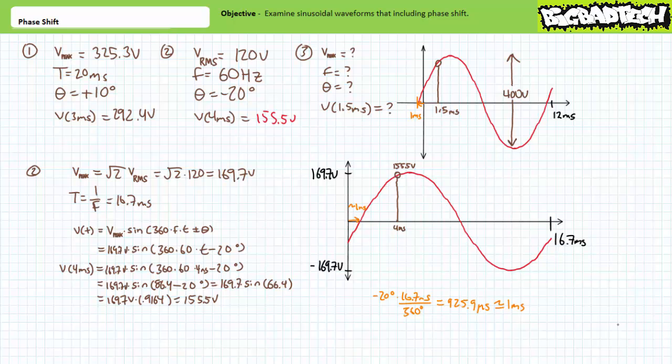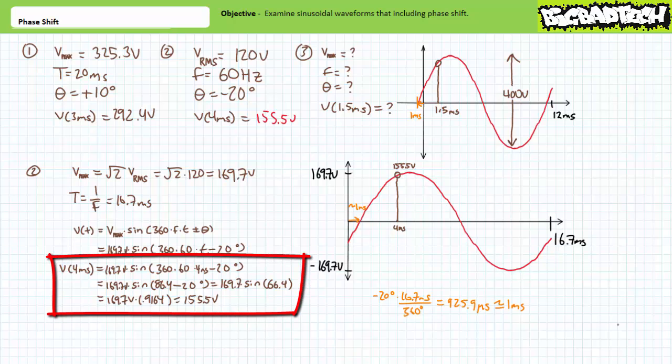The general expression results in v(t) being equal to 169.7 volts times the sine of 360 times 60 times the time of interest minus 20 degrees. Substituting 4 milliseconds into our expression results in an output voltage of approximately 155.5 volts, as this illustrated operation shows.